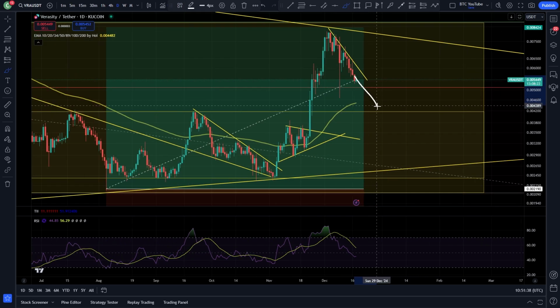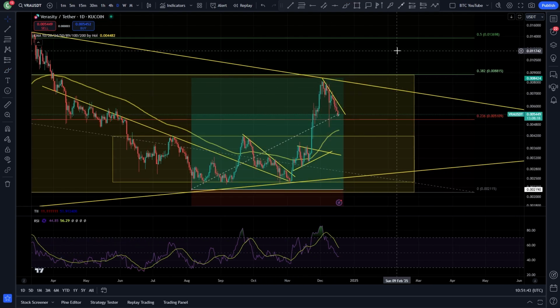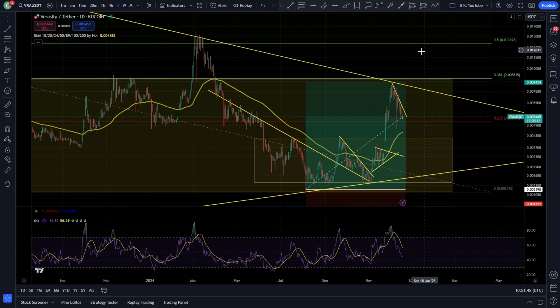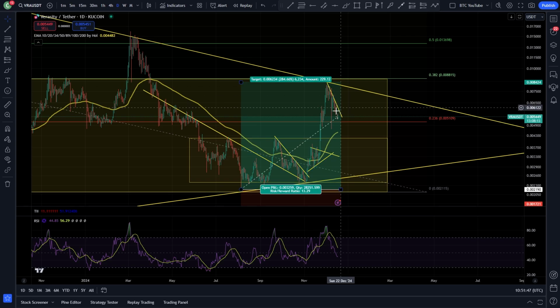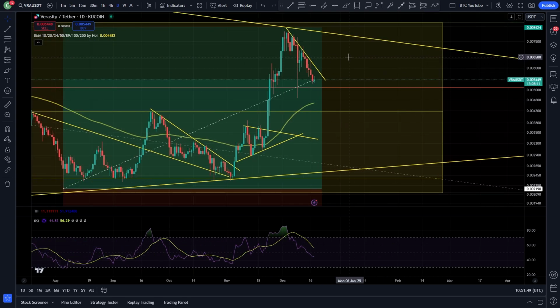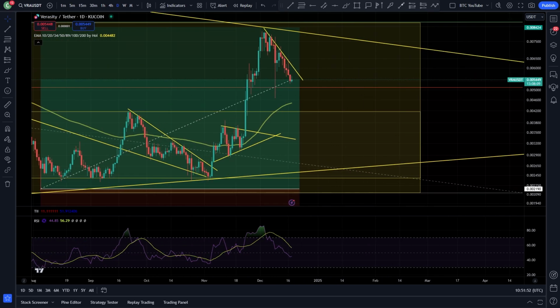We're basically just waiting for a level of support to be reached before we bounce. I do think we are going to breach up towards 1 cent or up towards 2 cents on that next run up for Verasity. Altcoins right now just having a little bit of a cooling off period before more upside. Let's see what we can do.